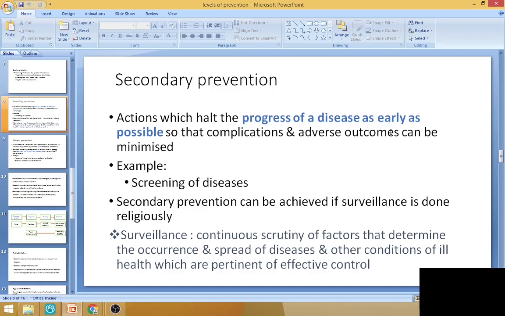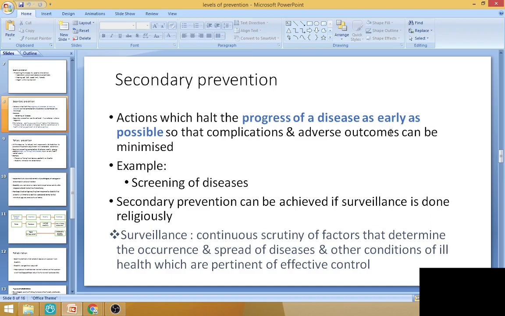For example, screening of diseases. If in your community we go house to house today and measure the blood pressure of all adults who are 40 years and above, then we will find that some of them are hypertensive, but they were not aware of their situation before. They were not under medication.